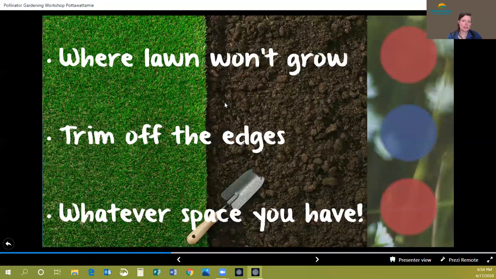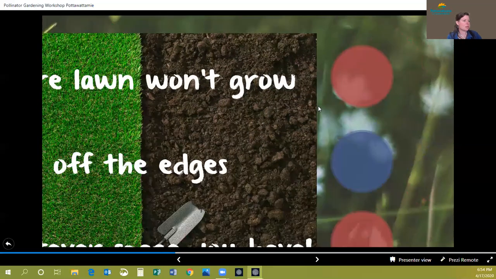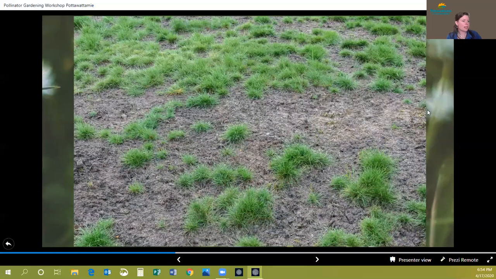So where do you put a pollinator garden? Wherever you can, right? A lot of people get a little bit antsy about starting to convert their lawn over to gardens. So good places to start are places where your lawn won't grow. You have somewhere that's too shady or too wet or too sunny or too dry. Remember these cool season grasses that we use to make lawns? They're not native to our area, so they have not adapted to the conditions that we have. So sometimes it's really hard to get them to grow in a certain area. So if you have a spot like this that looks not very nice, start here.